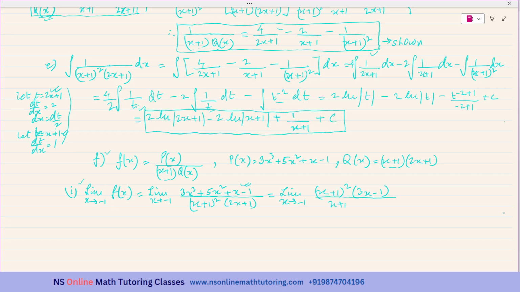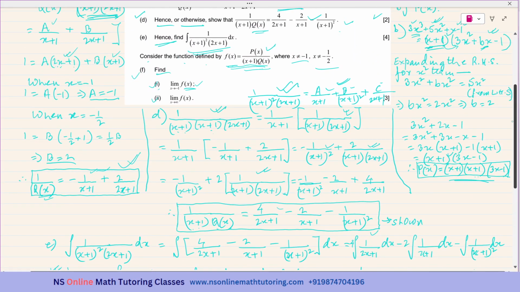over (x + 1) whole square times (2x + 1). So these two can get cancelled, and this will be equal to 3 times negative 1 minus 1 over 2 times negative 1 plus 1. So this is minus 3 minus 1 is minus 4, and this is 2 times negative 1 is negative 2 plus 1 is negative 1. So this is equal to 4. So this is the answer for the first subpart of subpart F.